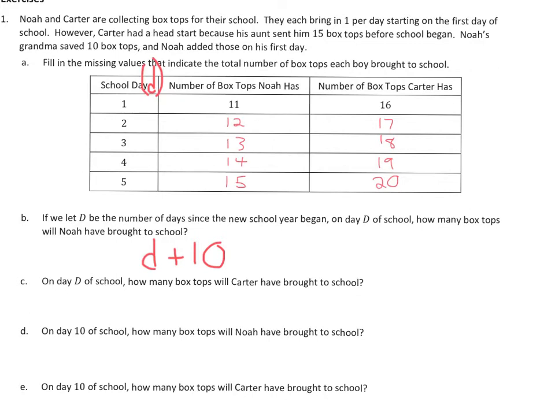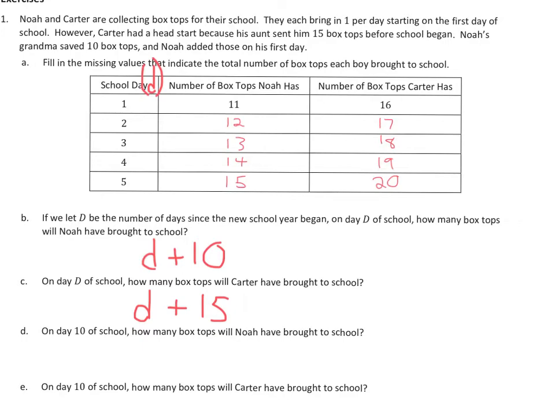On day d of school, how many box tops will Carter have? Well, it looks like Carter, his aunt sent him with 15 box tops, and then he had that extra one that he brought on the first day of school. So his is going to be d plus 15. He's got the 15 that his aunt sent him with, and then one for every day he's in school.